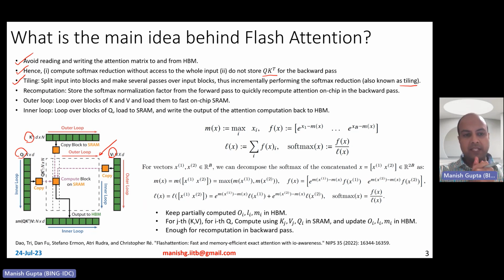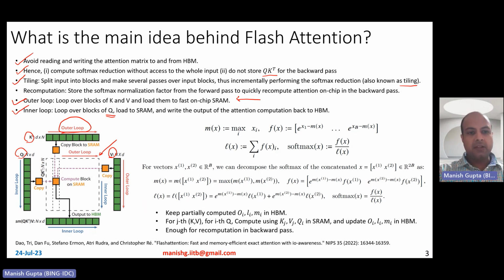So what do you do? You basically run two for loops. In the outer loop, you're going to load a block of K and a block of V. Remember, a block of K and a block of V. So the outer loop essentially loops over a block of K and a block of V. And then in the inner loop, you're going to load Q block by block.